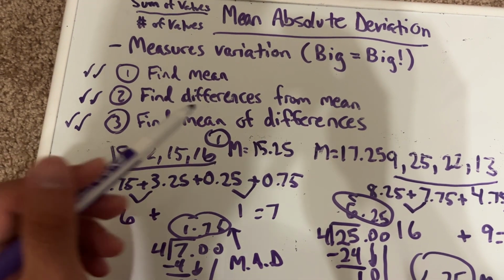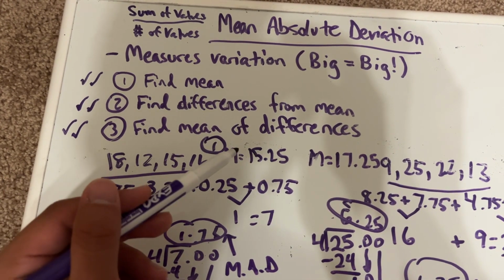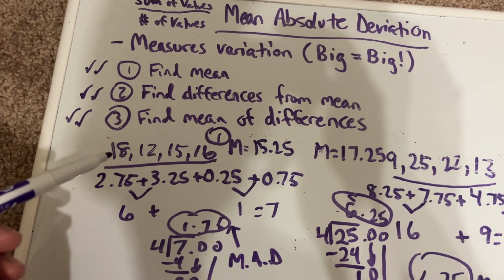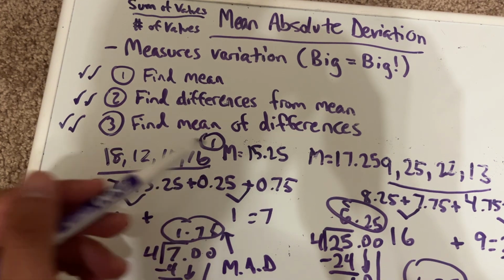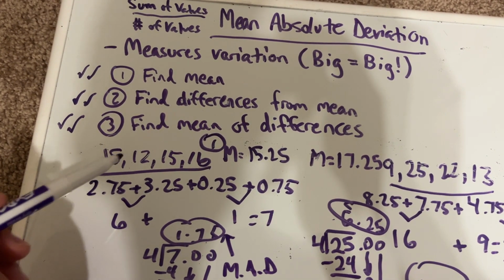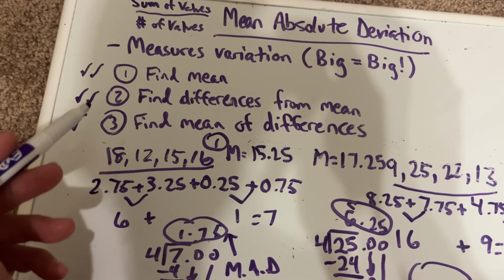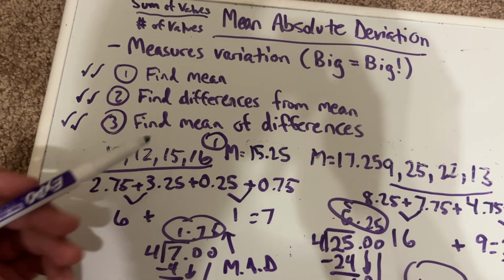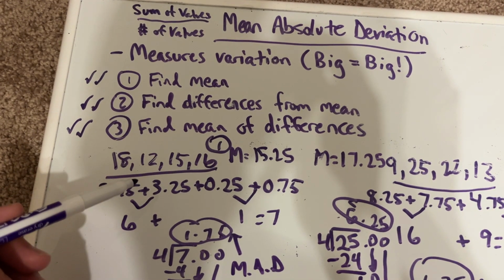to compare: 18 to 15.25, 12 to 15.25, 15 to 15.25, and 16 to 15.25. These are the values that they are different from the mean by. It takes 2.75 to get from 18 to 15.25. It doesn't matter if I have to add or subtract. It's just telling me how far it is, no matter what. And then I have to find the mean of those values.